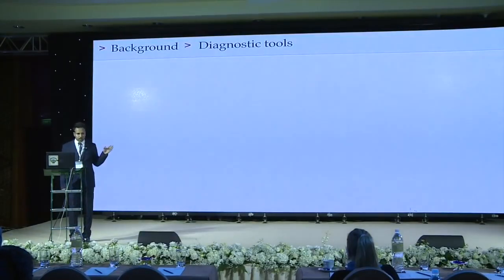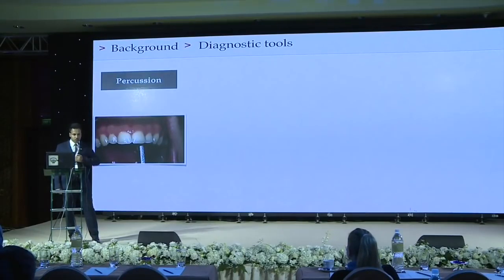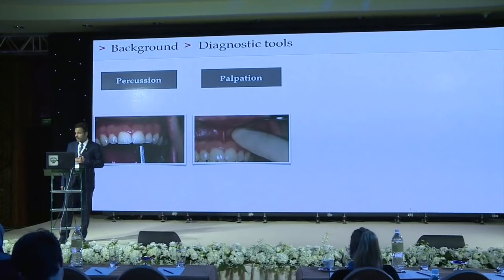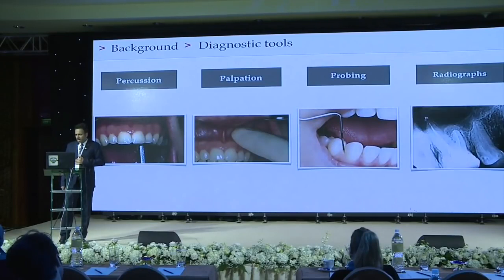Now, some of the problems that lead to failures can be managed by retreatments, and some of them cannot. The diagnostic tools that we use right now to assess a failed case are percussion and palpation. If a patient is sensitive to percussion and palpation, that indicates an active disease. There is either an abscess or granulation tissue. And we also do probing to rule out any periodontal problem, and we take radiographs to detect lesions.